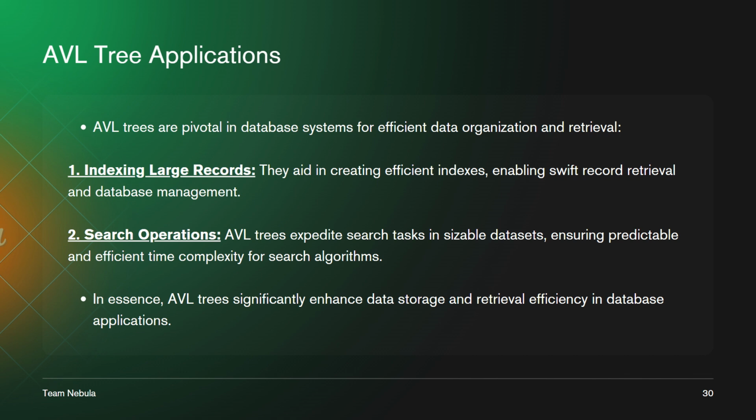Next we have searching in large databases. When you need to search for specific data in a large dataset, AVL trees can significantly speed up the process. Their self-balancing property ensures that search operations, even in massive datasets, have a predictable and efficient time complexity. This makes AVL trees a go-to choice for implementing search algorithms in databases. In essence, AVL trees play a vital role in optimizing data storage and retrieval in various database applications, where speed and efficiency are of the utmost importance.